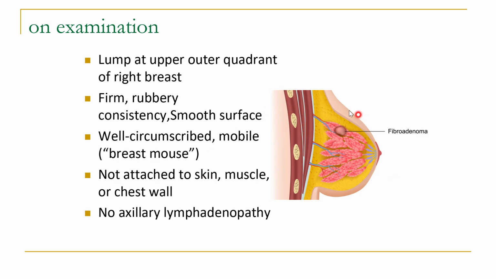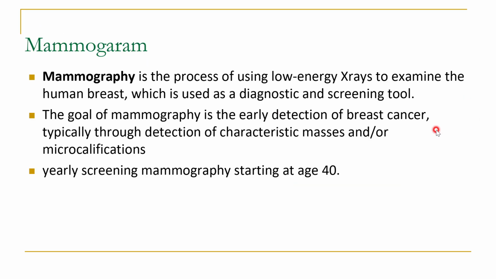So the lump is present in the upper outer quadrant, firm, rubbery consistency, smooth surface, well circumscribed, mobile. Okay. So this is one thing you have to know. When the lump is fixed to the underlying structures, most probably it will be a cancer. If you are not able to hold it, if it is moving, then you have to think about the fibroadenoma. If it is not attached to the skin, muscle or chest wall, and there is no axillary lymphadenopathy, the most probable diagnosis will be the fibroadenoma.